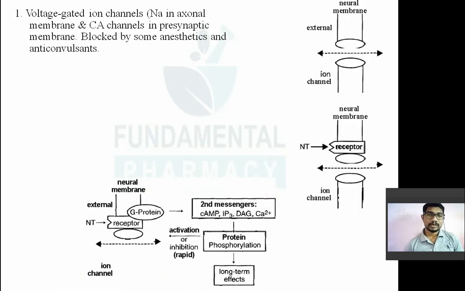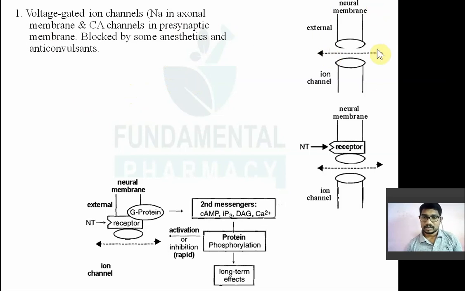So you can see over here the voltage gated ion channel. For example, sodium channels in the axonal membrane and calcium channels present in the presynaptic terminal. They are blocked by anesthetics and anticonvulsants. So there is one target for anesthetics and anticonvulsants: the voltage gated sodium ion channel. For example, you can see over here.